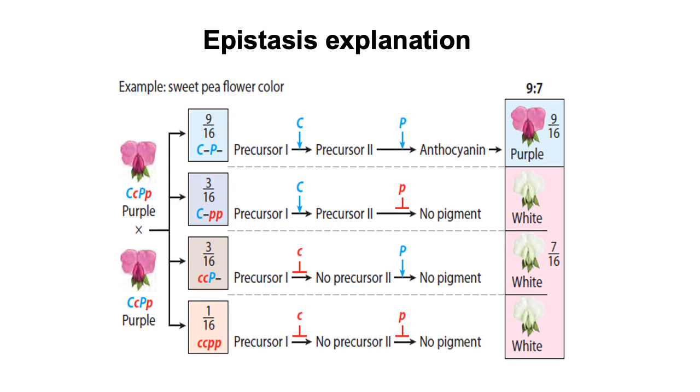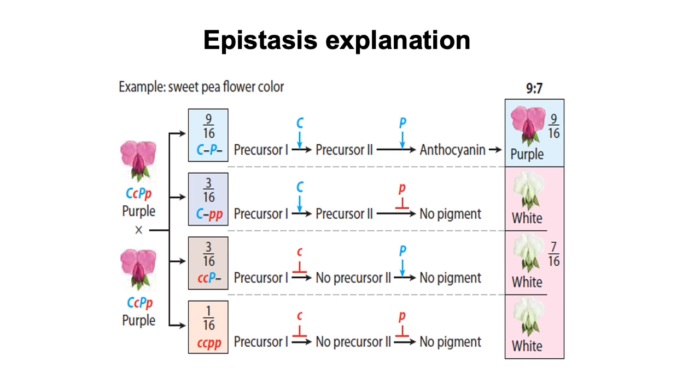What is the ratio that's going to have dominant at both C and P? That's 9/16. What's the ratio that's going to have dominant at one, recessive at the other, 3/16, recessive at one and dominant at the other, okay, 3/16, and then recessive at both is 1/16. So we talked about that in the previous slide.